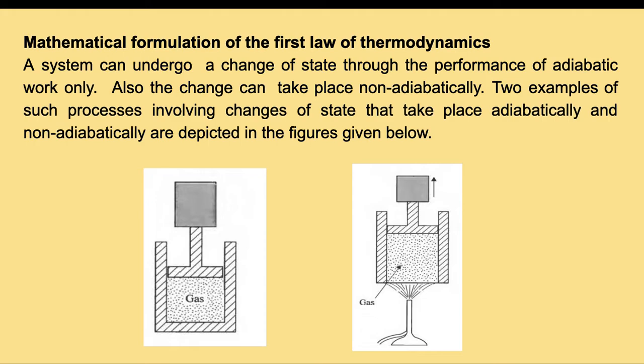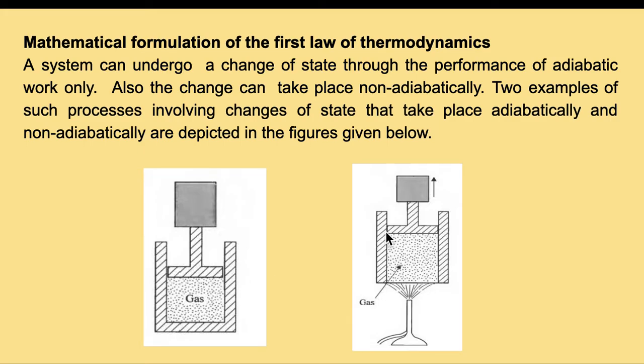That we have seen. Also, the change can take place non-adiabatically. Two examples of such processes involving changes of state that take place adiabatically and non-adiabatically are depicted in the figures given below. And you can see that this is an adiabatic wall on all sides, and this is a gas. So, this can expand or you can compress it. That means the system can interact with its surroundings by the performance of work, and that type of work we have already mentioned as adiabatic work.